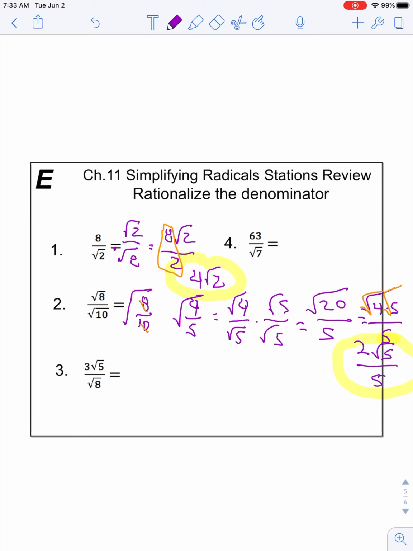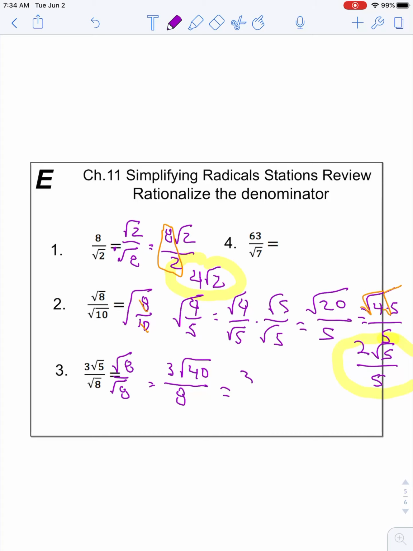Question number 3. We have the square root of 8 on the bottom. Now you might notice there is a perfect square that goes in there, but a lot of times it's just going to be easier if we just do that at the end. You could do it first, but I'm just going to do it at the end. So now what we have is 3 times the square root of 8 times 5 underneath, or 40, over the square root of 8 times the square root of 8, which is just 8. So now the square root of 40 has a perfect square.